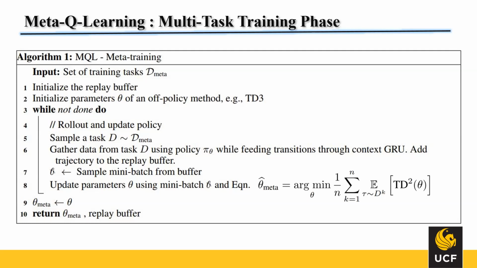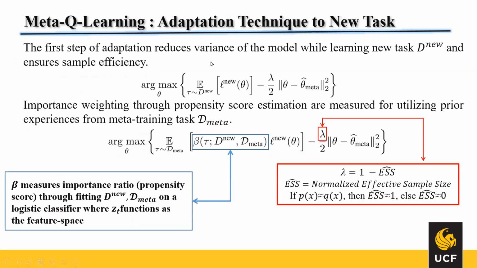and add this experience or trajectory to the replay buffer. We then sample a mini-batch from that replay buffer, and with it we update theta using the optimization following the TD3 algorithm. When the algorithm converges, we save this theta as our theta_meta, the meta policy representation, which will be used for the adaptation to the new task. Then we move forward to the next part, that is the adaptation technique for a new task.